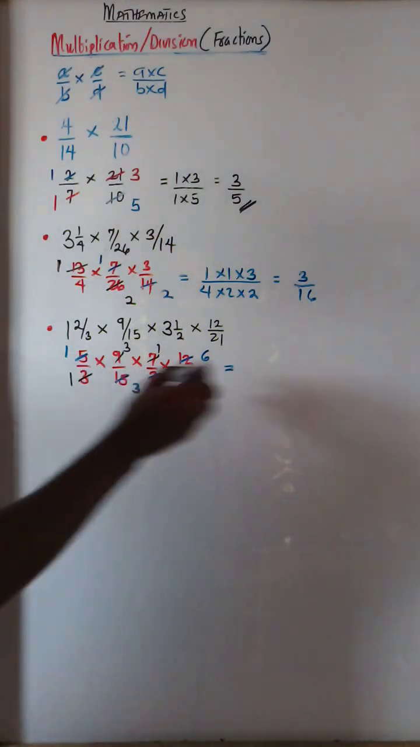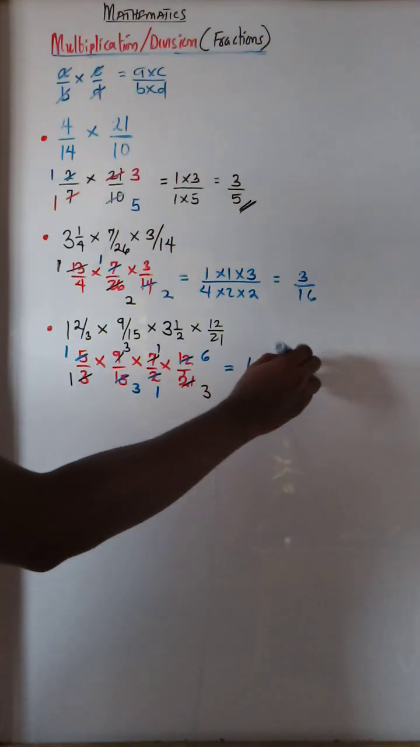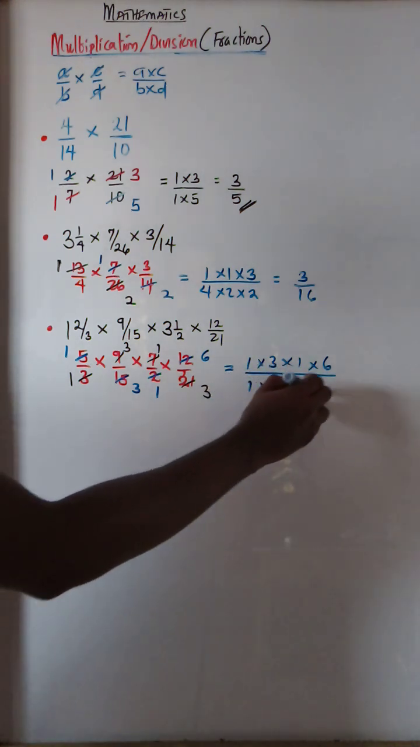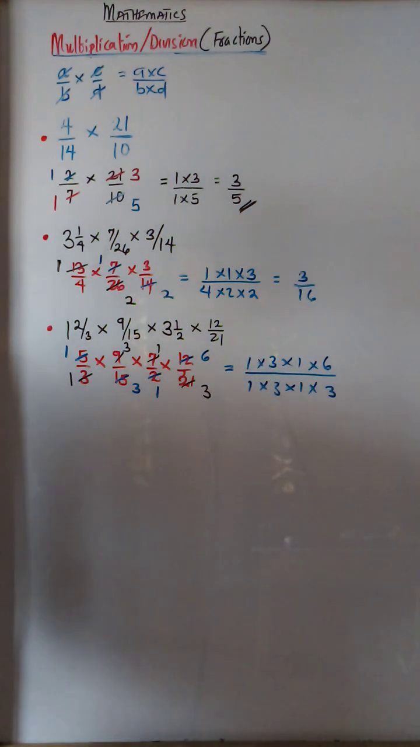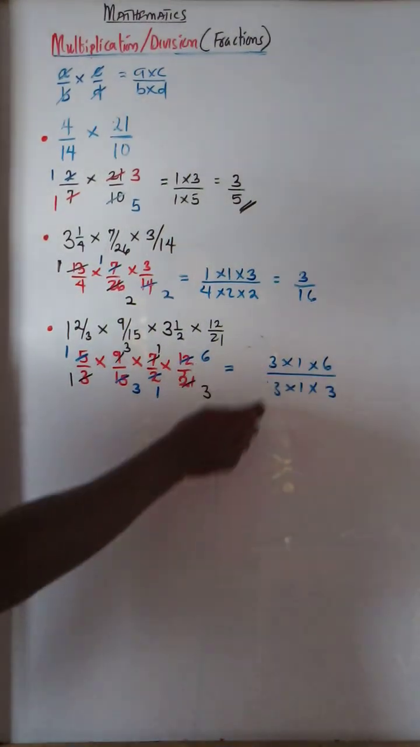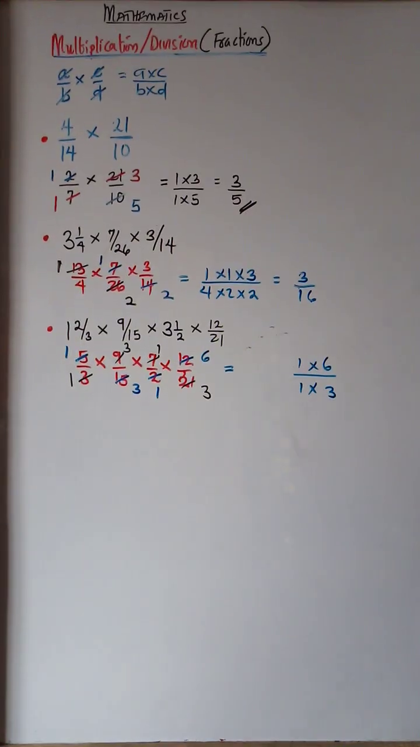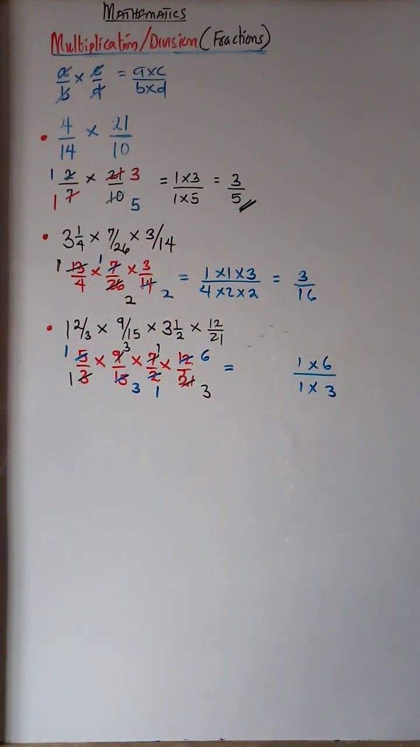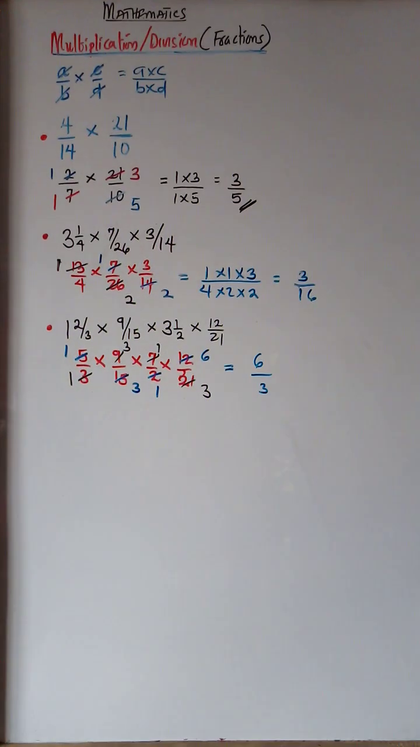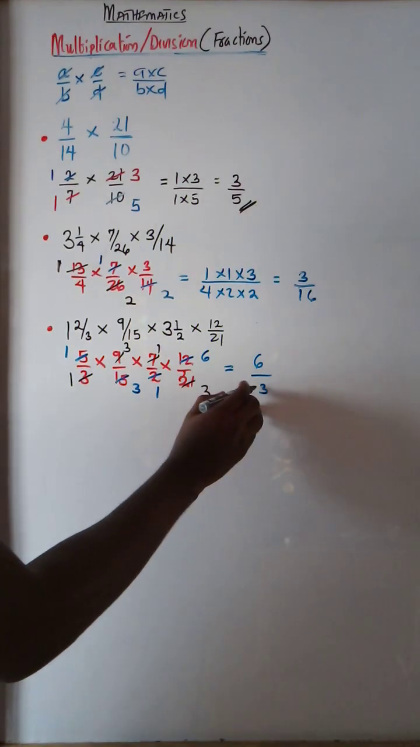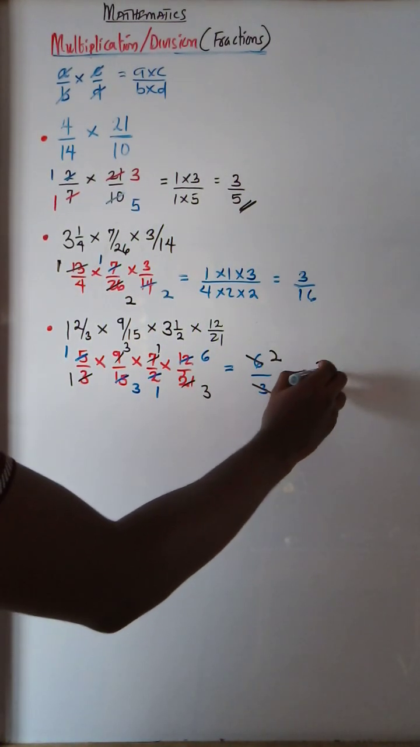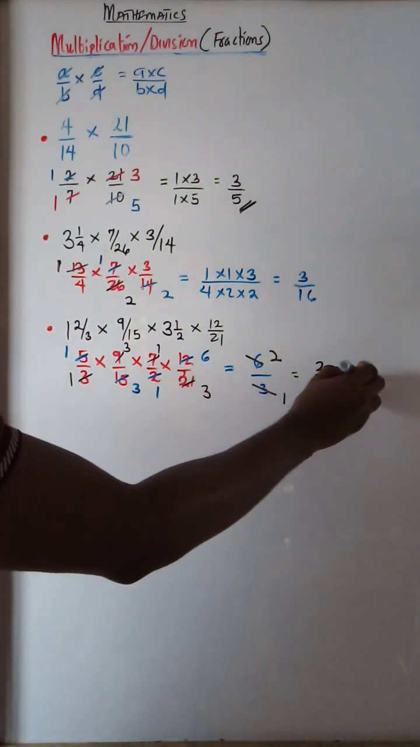Let's write them out. So here we have 1 times 3 times 1 times 6, everything over 1 times 3 times 1 times 3. So what happens here? 1 and 1 cancel each other. 3 and 3 cancel each other. 1 and 1 cancel each other. So we are left with 6 over 3. And here 2 is still common. Sorry, 3 is common. 3 here 1, 3 here 2. So what's the answer? 2 over 1. Anything divided by 1 is that thing.